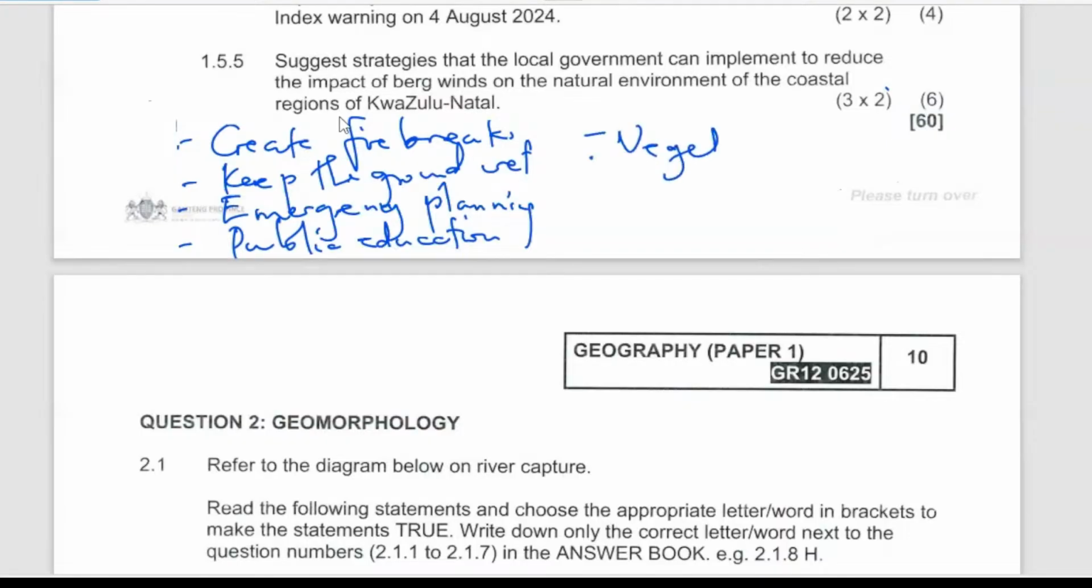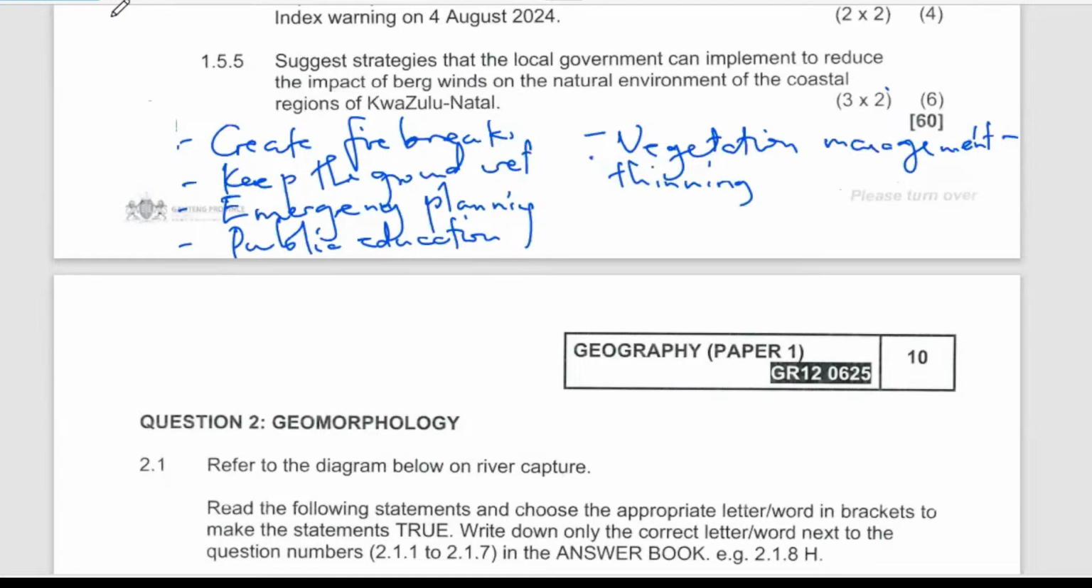Or we can talk of vegetation management. How can we manage the environment through managing vegetation? Right, we can plan well ahead before the veld fires are likely to spread. For example, we can do thinning of vegetation to reduce the impact. If vegetation is thinned, it means the impact of the veld fires, if they happen to exist, will be lessened because there will be less matter to be burnt, and apparently the spreading of the fires will be limited, right? So those are some of the strategies that can be put in place to try and limit the impact of the Berg winds on the natural environment.